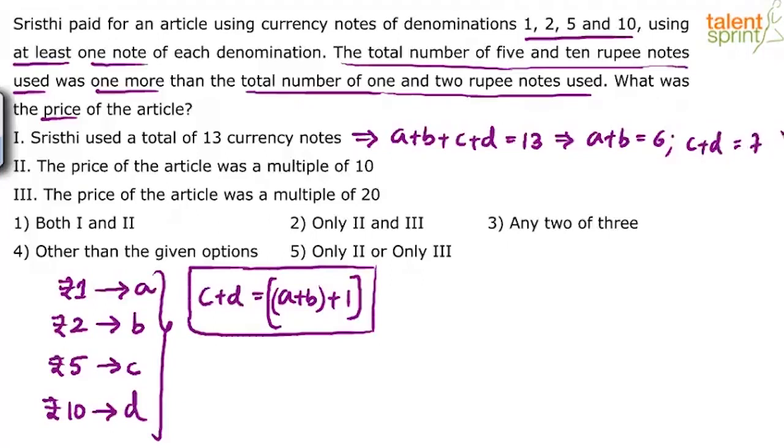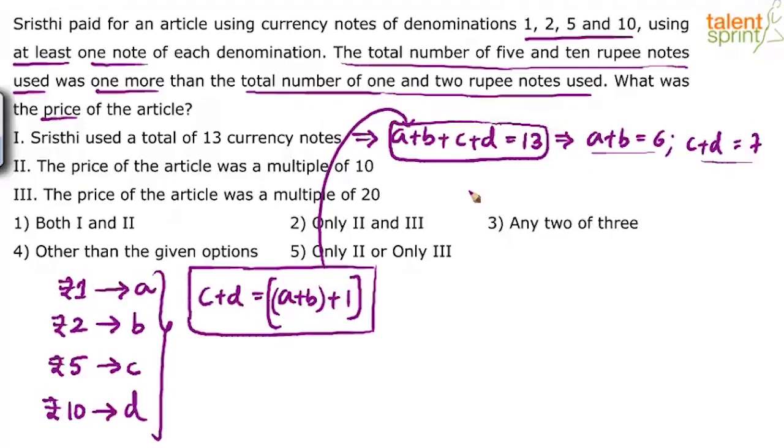If I combine this data with this data, these two statements together give us this result: A plus B should be 6, which means the number of 1 rupee and 2 rupee notes should be equal to 6, and the total number of 5 rupee and 10 rupee notes should be equal to 7. 7 is 1 more than 6, and 6 plus 7 is 13. Balanced. But will this help us get the answer?